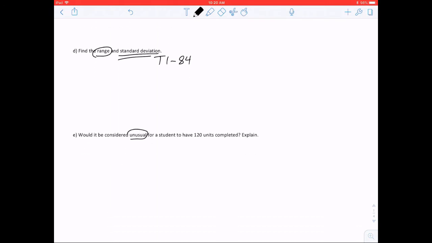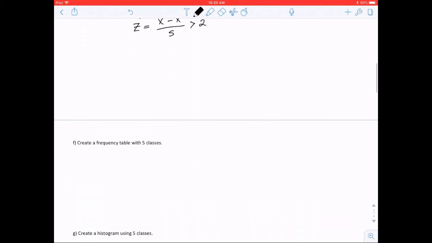For the next one, as soon as I saw the word unusual, my brain said, do the z-score. So take the score minus the mean divided by the standard deviation. And then if that's over 2, it's considered unusual. If it's under 2, it's also considered unusual. When the z is over 2, that means it's an unusually high number. If it's under 2, it's an unusually low number.